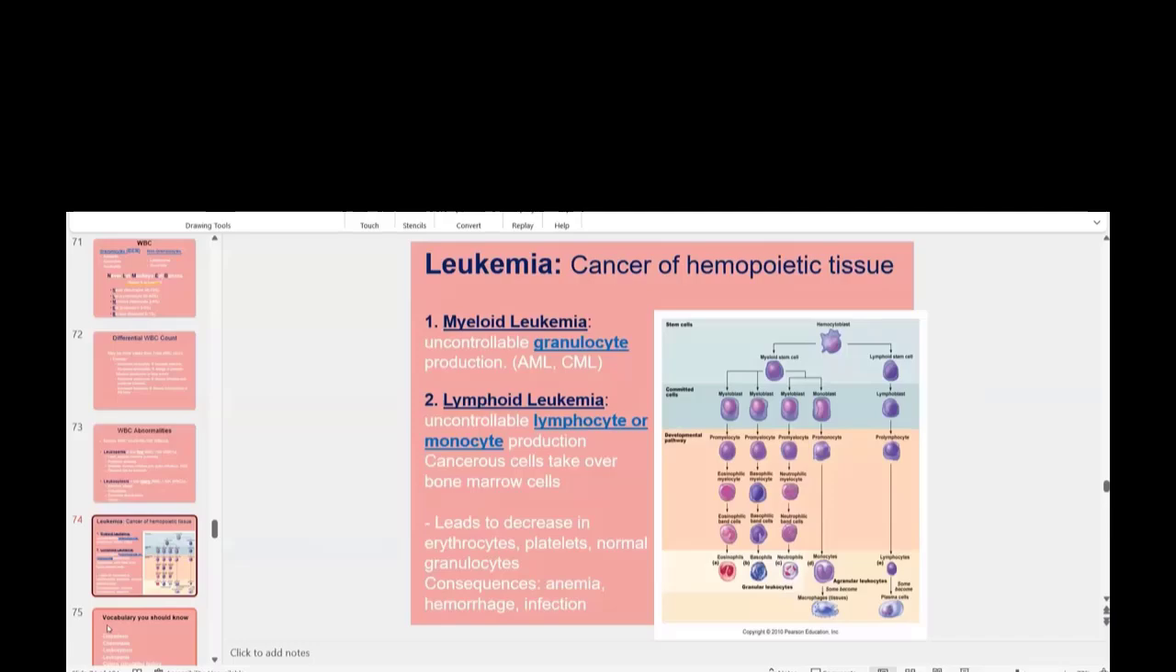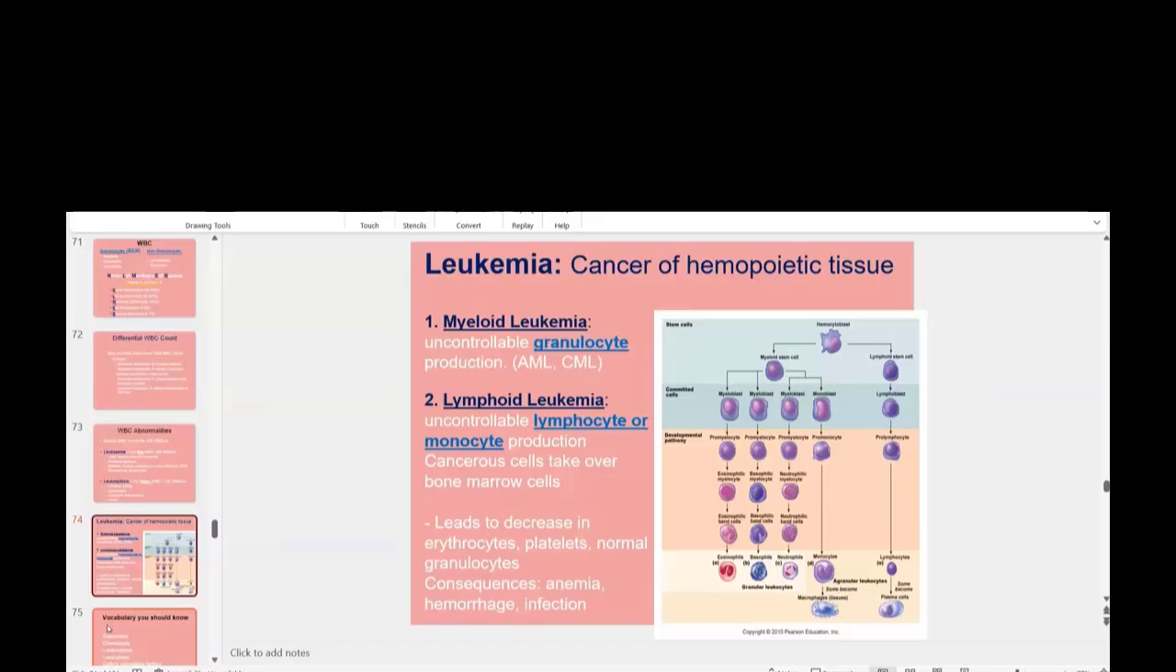So leukemia, the cancer of hematopoietic tissue. What happens when this tissue that is actually responsible for manufacturing or producing these immune cells, what happens when this tissue itself breaks down?